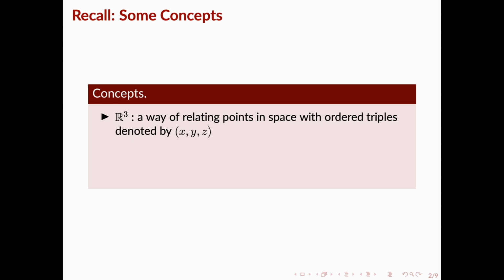First is R3. It is a way of relating points in space with ordered triples denoted by x, y, and z. If you remember in R2, any points can be denoted by x, y. The same applies for R3.